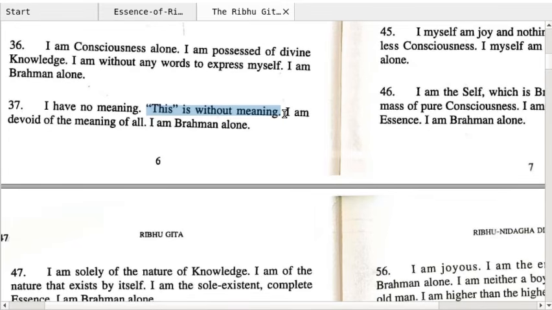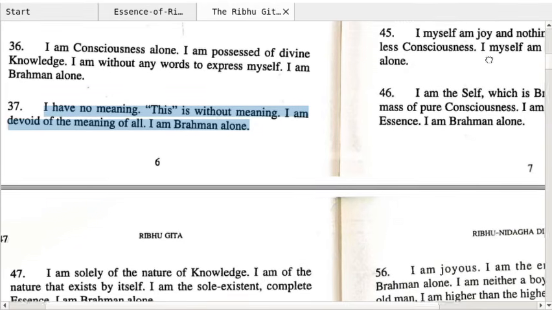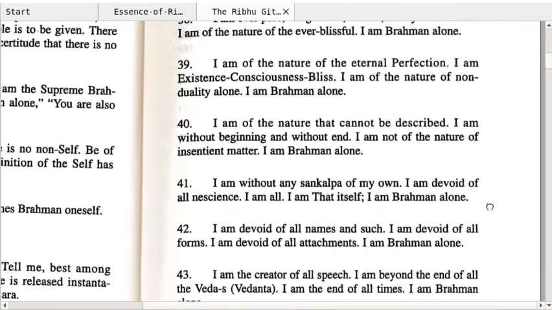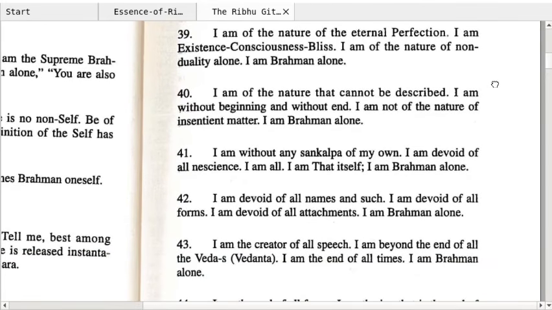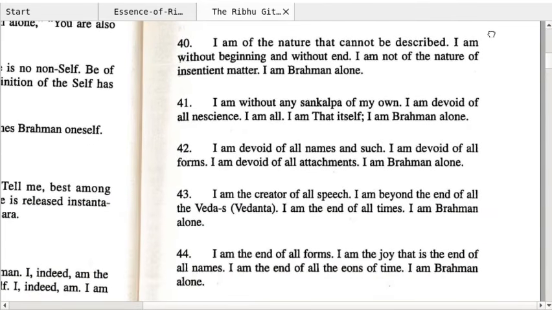So as soon as you hear these words that you have a purpose, you have a meaning, they are coming from the ego. They are not coming from the self. The self never says that I have a purpose and I have a meaning. It never says that. I am ever pure, enlightened, eternal, totally blemishless. I am of the nature of eternal perfection. I am of the nature that cannot be described. I am without beginning and without end. I am not the nature of the insentient matter. So this is the proper statement, isn't it?